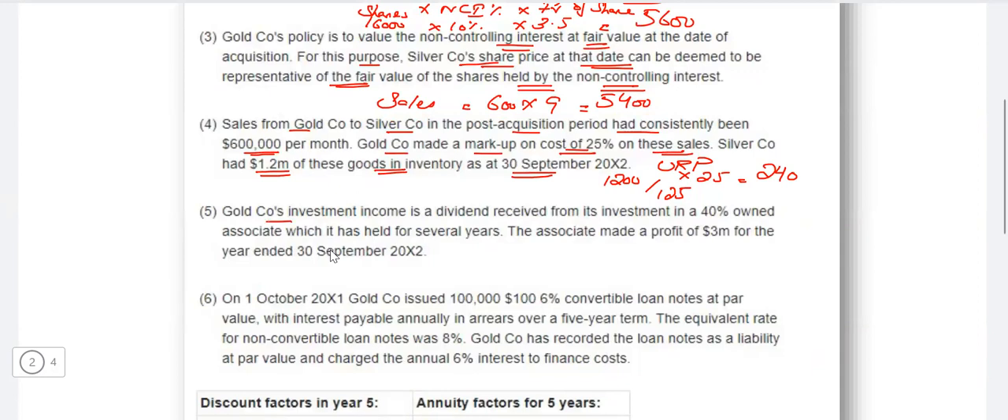Gold company's investment income is a dividend received from its investment in a 40% owned associate, which it has held for several years. The associate made a profit of 3 million for the year ended 30th September 20x2. So we know how to calculate the share of profit from associates. It is simply given the associate's profit. I told you that you need to see whether it's the associate profit or the parent's share of associate profit. The associate made a profit of 3,000. So this is the total profit of the associate, and the parent's percentage is 40%. So simply you will get 1,200. So the profit from the associates is 1,200.